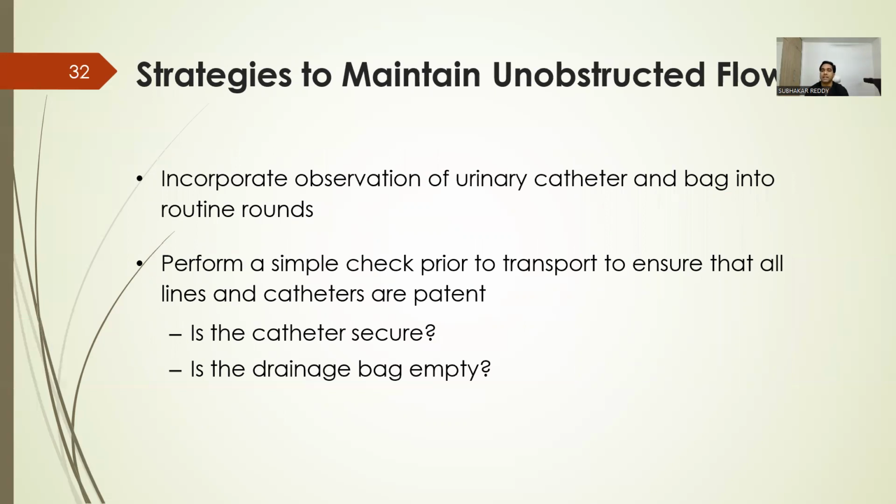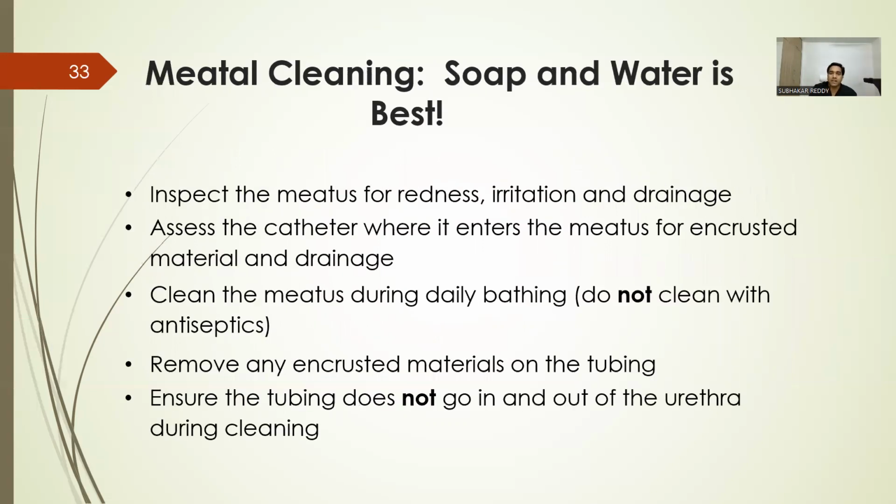Incorporate observation of the urinary catheter bag into your routine rounds. Perform a simple checklist: catheter secured or not, and drain bag empty or not. For meatal cleaning, soap and water is best, not antiseptic solutions. Inspect the meatus daily for redness, irritation, and drainage.